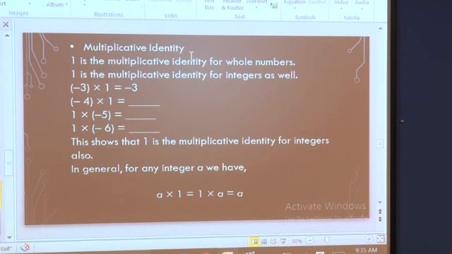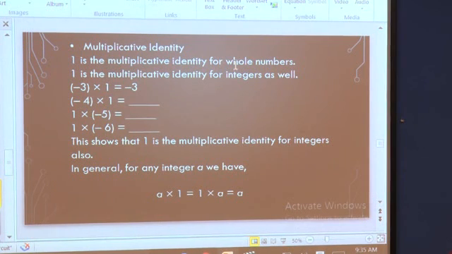Multiplicative identity. What is the identity of multiplication? Yes, you are right. 1 is the multiplicative identity for whole numbers. Is it possible that 1 is a multiplicative identity for integers also? Yes, we will see that today, when 1 is multiplied to a whole number and 1 is multiplied to an integer.